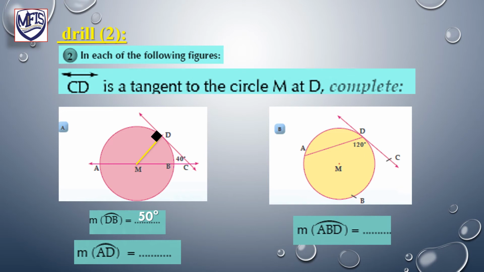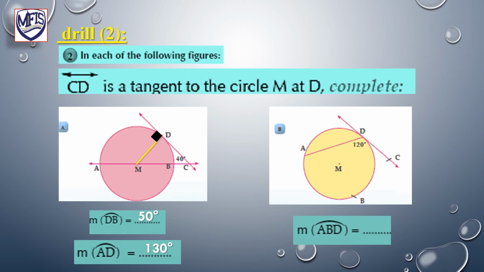What about the second required? I want to find the measure of arc AD. Where is AD? This arc. To find the measure of arc AD, I need to find the measure of the central angle, which is opposite to arc AD. So the measure of this angle is 180 minus 50. Therefore, the measure of arc AD equals 130 degrees.